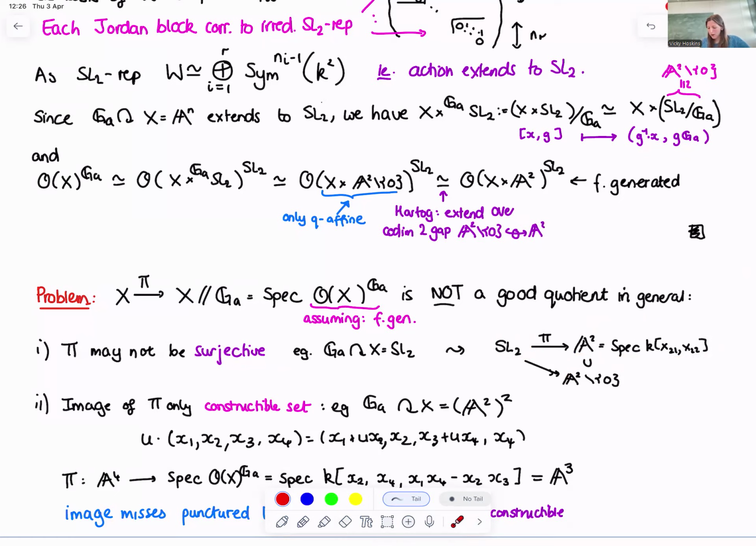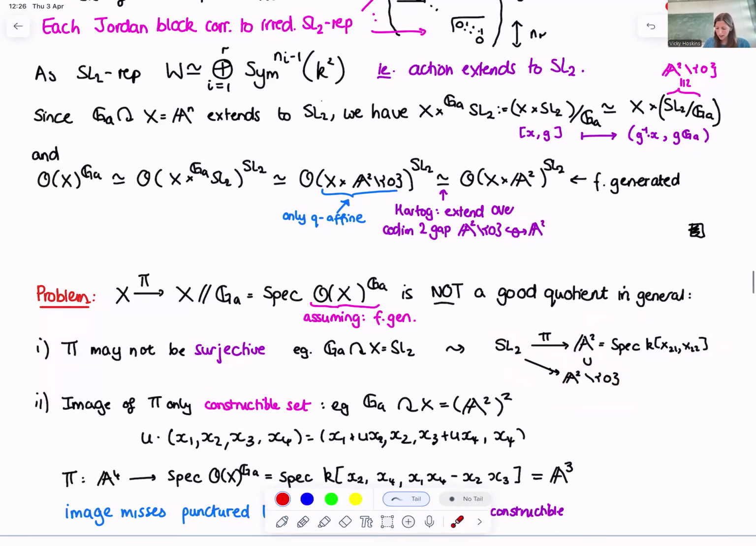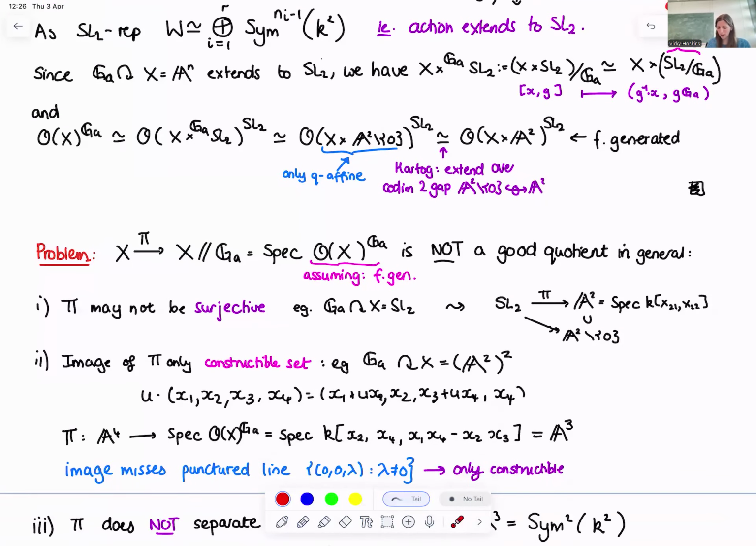So you could think, well, okay, let's just take the image to be our quotient and say that this is a good quotient. But that also fails because the image of a morphism of varieties is a constructible set. And in fact, you can fairly easily produce examples to see that you only get a constructible set. So all the actions that I'm taking are G_a actions which extend to SL2.